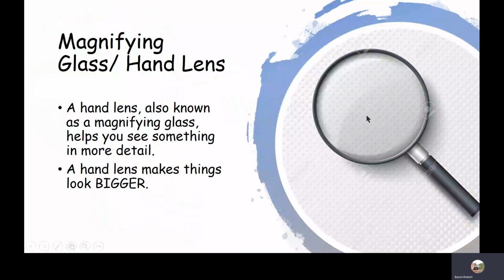So this would be good for looking at something that you can already see pretty well, but you want to get detail, like maybe a bug. Whereas a microscope would be things that you might not even be able to see without help, like a germ or a cell. So a magnifying glass helps us see things larger and in more detail.